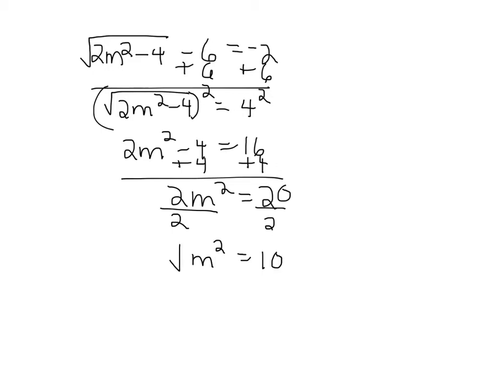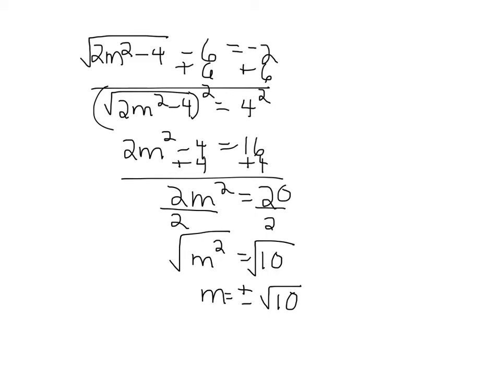So I have to take the square root of both sides to undo m squared, and as soon as I take the square root of something, remember I'm going to add that plus or minus, and it is plus or minus root 10. And since this is in simplest radical form, I'm finished. If it wasn't simplest radical form, I'd have to keep going.